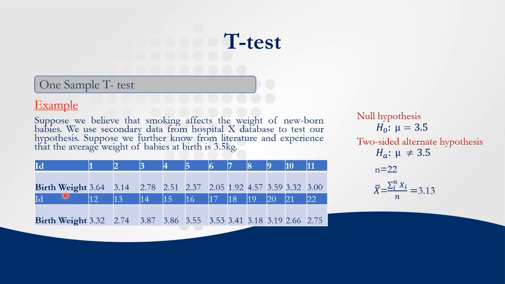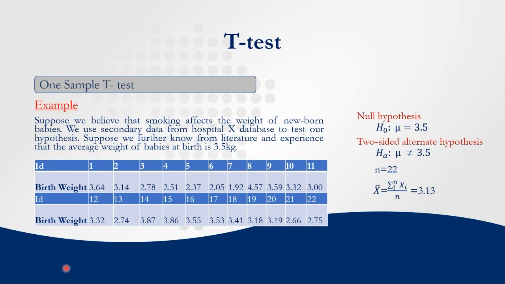So if we use an example, if we believe that smoking affects the birth weight of newborn babies, you are a nurse working at a hospital, and you are making some observations which make you believe that there is an effect of smoking on the newborn babies. So you do a study. You collect secondary data from the database of the hospital so that you can formally test this claim. In essence, you are saying the average birth weight of babies is abnormal.